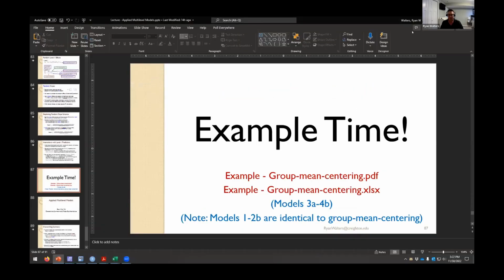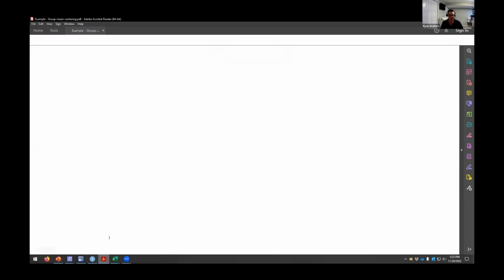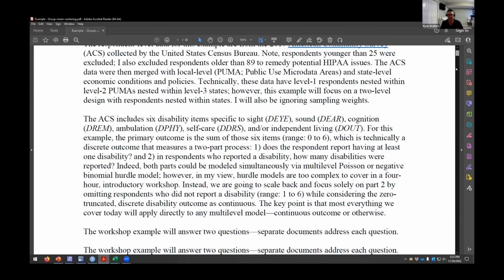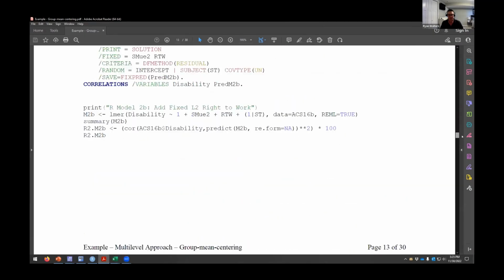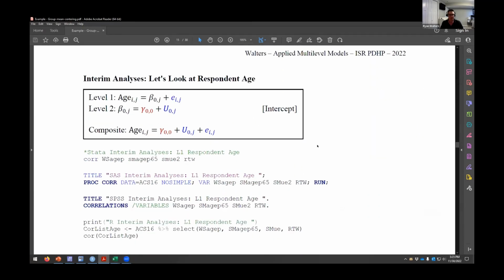So I'm going to go to the PDF, the group mean centering PDF. I can close that one. And I'm going to scroll down to page 15.